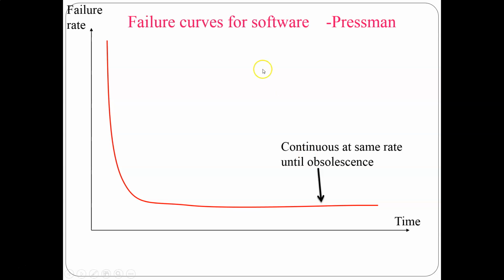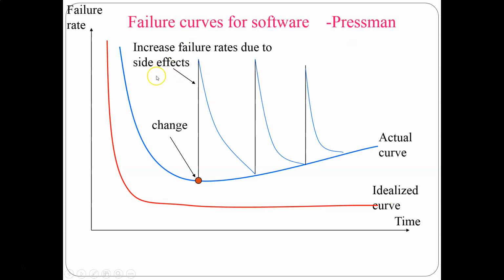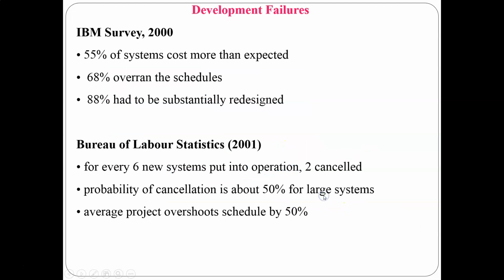Here is the software curve for the Pressman software failure rate. Here you can see the failure rate continues at the same rate until obsolete. This is the curve as Pressman described. This is the actual curve. In the actual curve you can see there are some changes. The reason behind the changes is that when the customer asks for a requirement change, you need to modify it again and again. Then more errors happen, then again it decreases, and then again when there is a change, more errors. Likewise, the actual curve is different from the idealized curve.